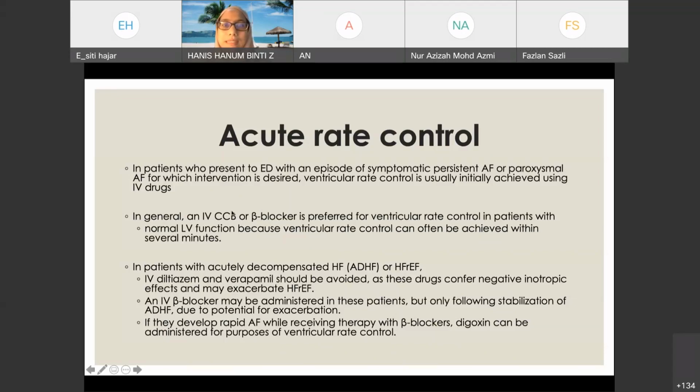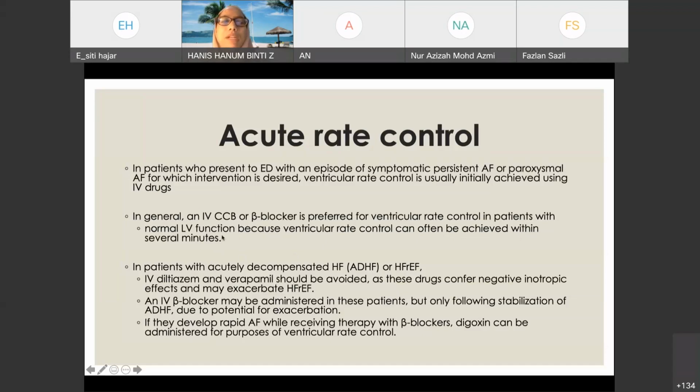So in general, in the acute phase, acute means the phase yang awal-awal yang patient datang lah, okay? In general, you can give IV drugs, for example, your IV CCB or beta blockers. It's preferred for ventricular rate control in patients with normal LV function, because ventricular rate control can often be achieved within several minutes. So maknanya kalau left ventricular function dia normal, kita can give IV CCB or beta blockers.